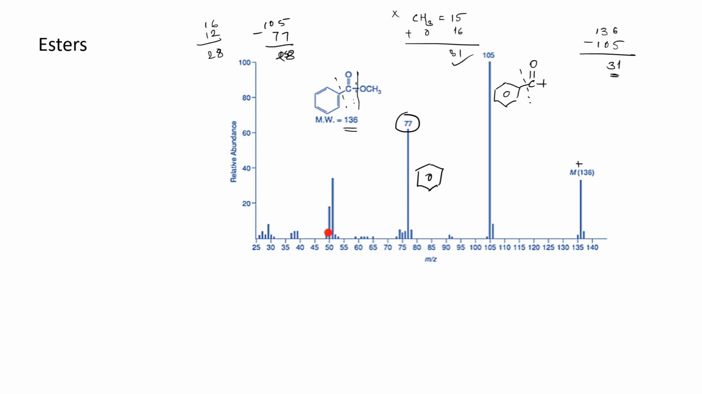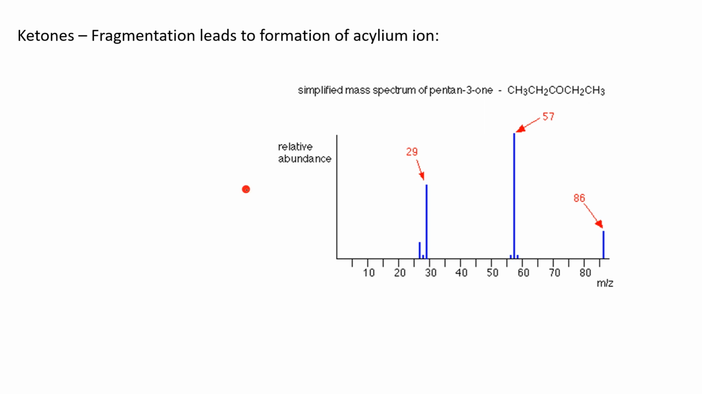Fine. Next is ketones. Ketones also fragment. Suppose ketones are like this, C double bond O R dash. So they may fragment over here, or so you may get two types. Like suppose the fragmentation takes place over here, it will be RCO plus. So this you can also write as RCO+, acylium ion.